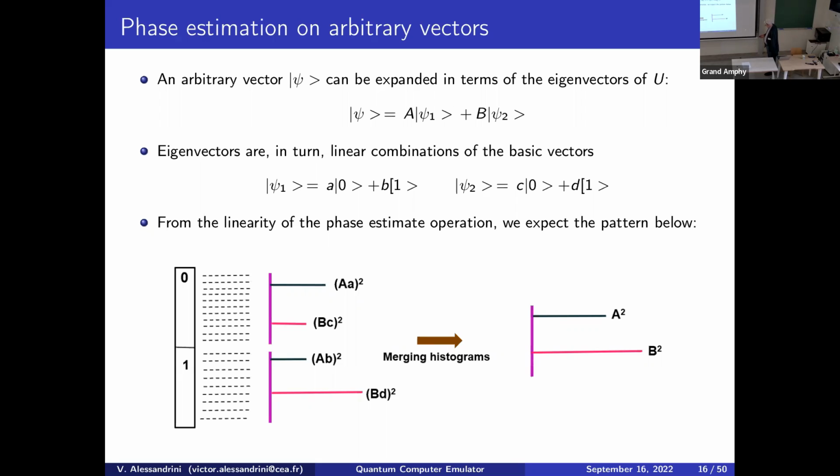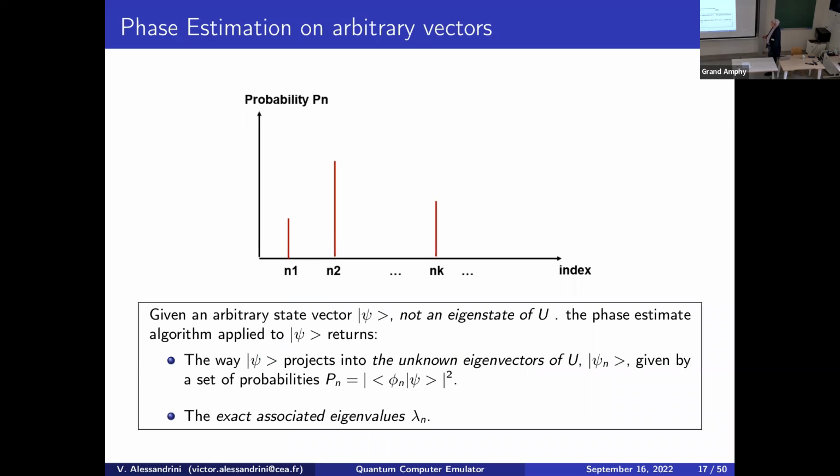So the last final result is that when you apply the phase estimation to an arbitrary vector, not an eigenstate of U, then the phase estimation algorithm returns the way your vector projects on the unknown eigenvectors, given by the set of probabilities, and it also returns the exact associated eigenvalues, because from the binary expression of these indices, you can get the spectrum of the operator.